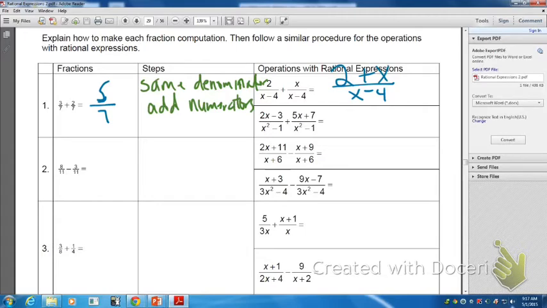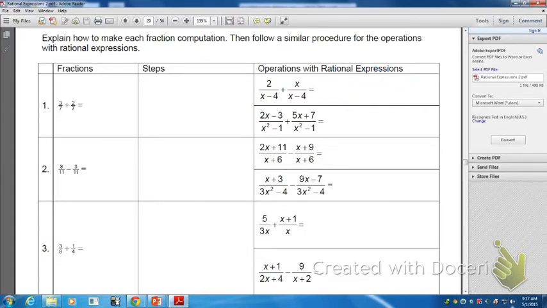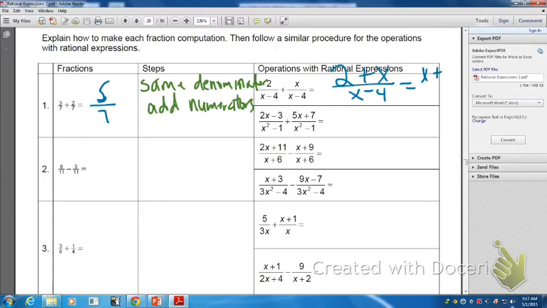And let's clean that up. We want to go in descending order, so we would really have x plus 2 over the x minus 4. We want to always clean them up. We want them all to be in descending order. Okay?